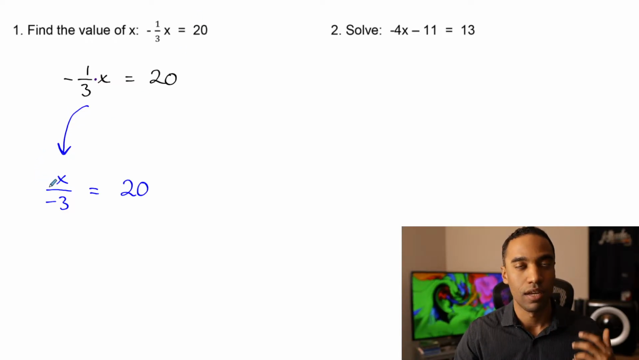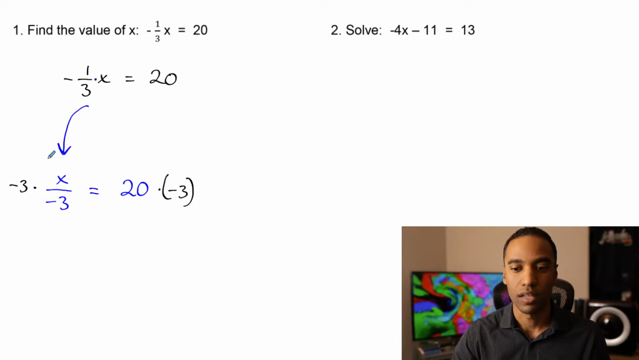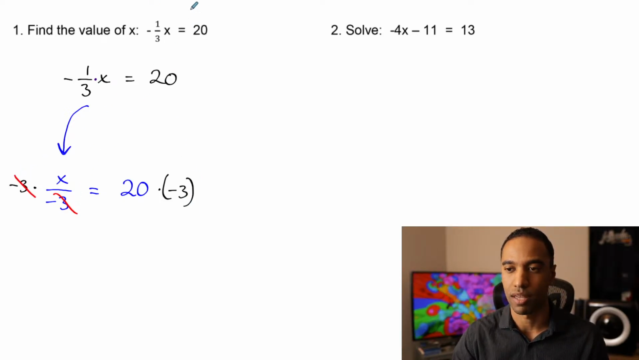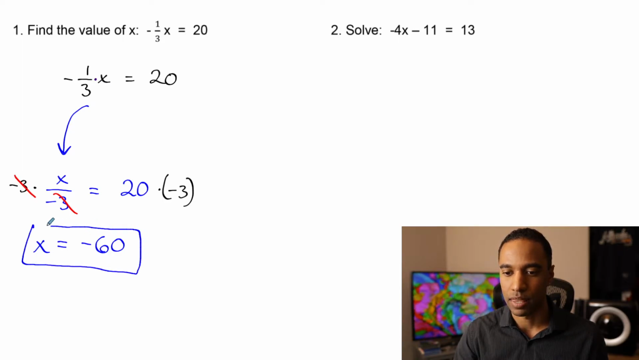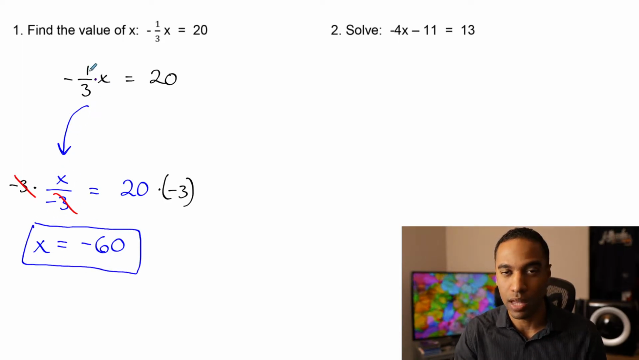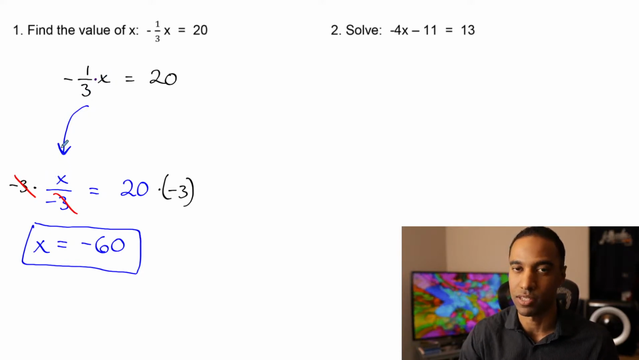The inverse of division is multiplication. So I'm going to multiply both sides by -3 right here. And on the left side, the -3's will cancel. All that's left is x. And then here we will get x equals 20 times -3, which is -60. You don't need that step right there unless it helps you realize that a -3 is being divided away from an x, and that gets x by itself.